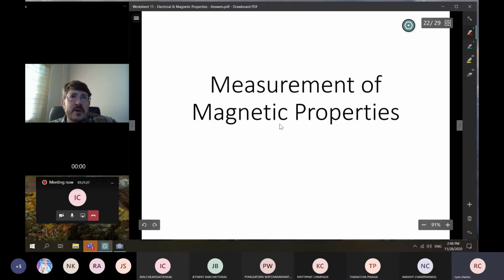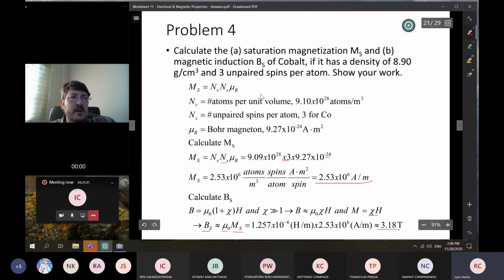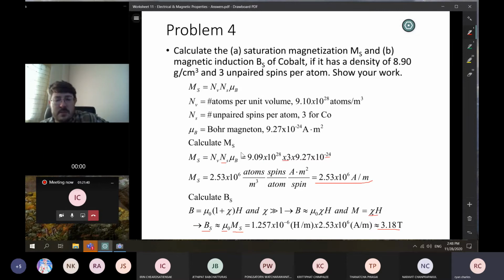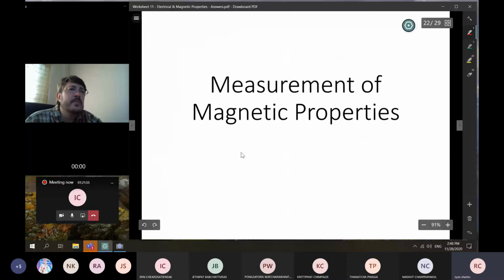Now, the last little bit here I'll mention, measurement of magnetic properties. These are calculations and stuff, right? How do you actually measure some of this? How do you measure some of these properties? Right? Electronic properties, you can use a multimeter and measure resistance and stuff. But how do you measure magnetization or susceptibility or that stuff? What do you use to do that with?